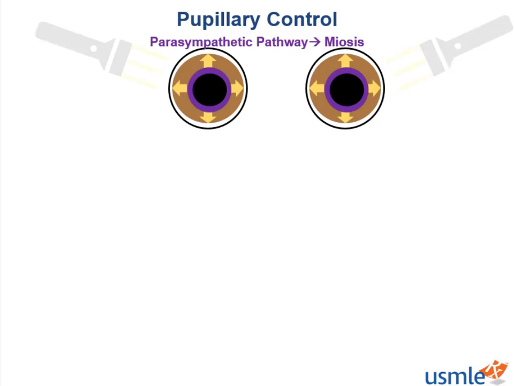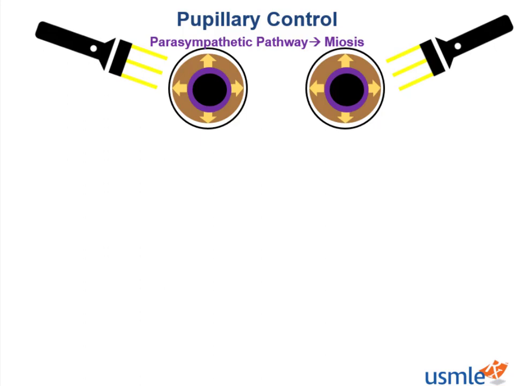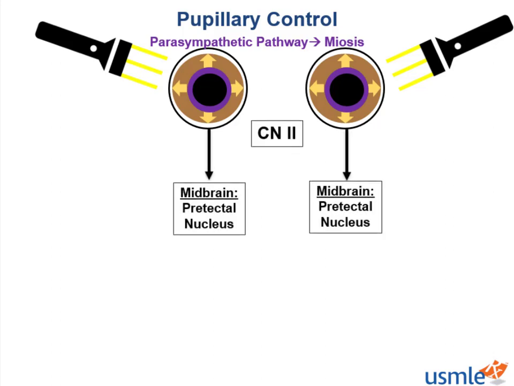So, when light is shown into either eye, the light signal is sensed by the retina and transmitted via cranial nerve 2, the optic nerve, to the midbrain, specifically the pretectal nuclei. Importantly, you must know that each optic nerve sends projections bilaterally to the pretectal nuclei. This occurs because optic nerve fibers projecting from each eye cross in the optic chiasm and then project bilaterally to the pretectal nuclei.